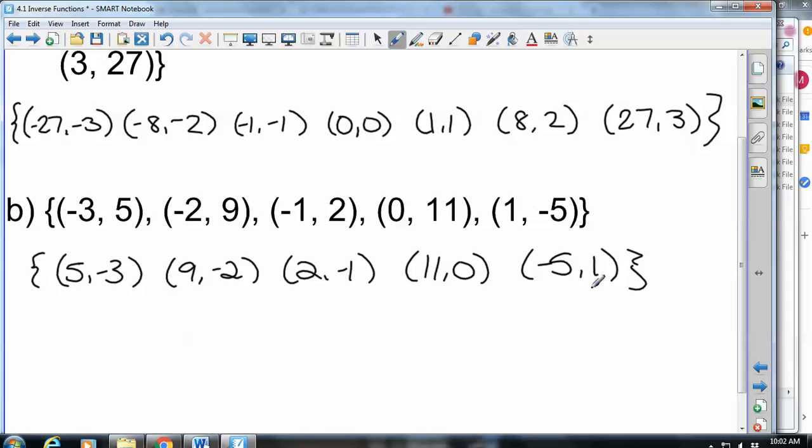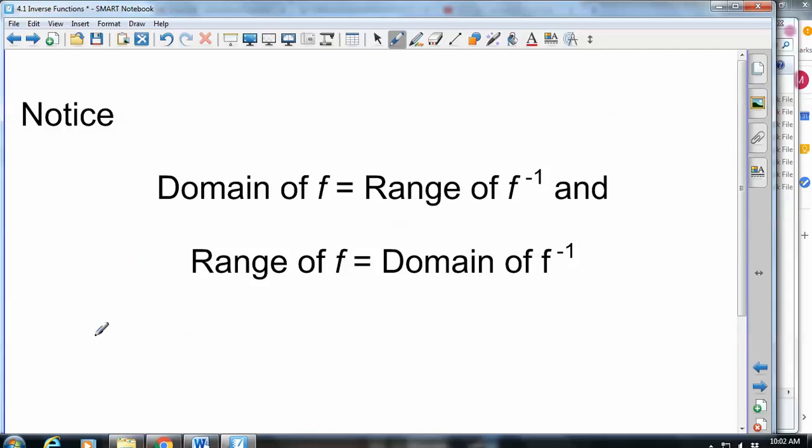So what we notice is, if you look at the domain of the original function, what does that become in the inverse? The range. The x's and y's flip roles, so your domain and range flip. The domain of the original is the range in the inverse, and the range of the original becomes the domain in our inverse. So that's all the next slide says. The domain of the function is the range of the inverse, and vice versa.